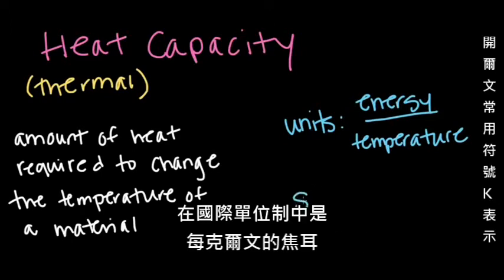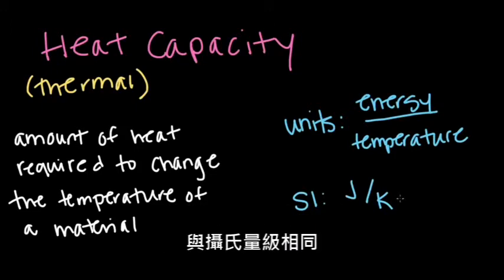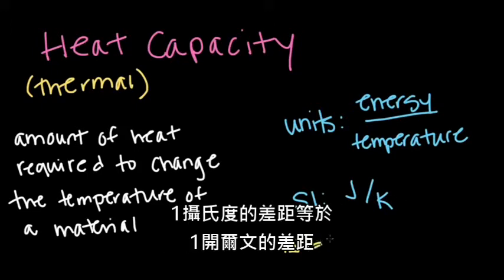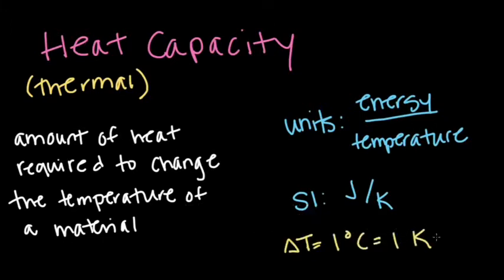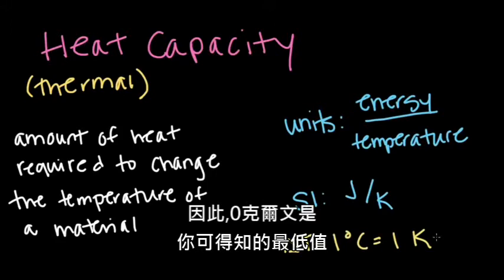In SI, this would be joules per Kelvin. Now remember, in SI we use Kelvin for temperature, which is the same in magnitude as Celsius. So a difference of 1 degree Celsius is equal to a difference of 1 Kelvin. However, Kelvin does not have any negative numbers, and so 0 Kelvin is as low as you can get.